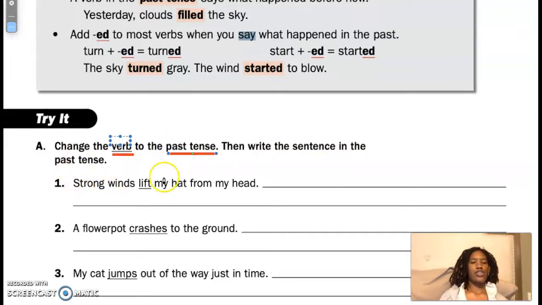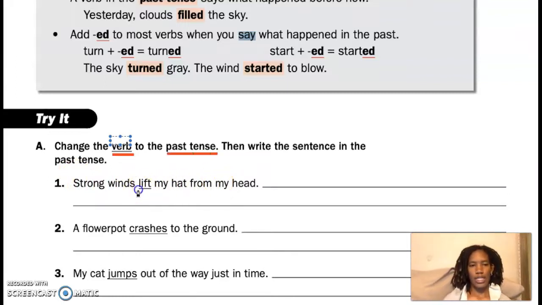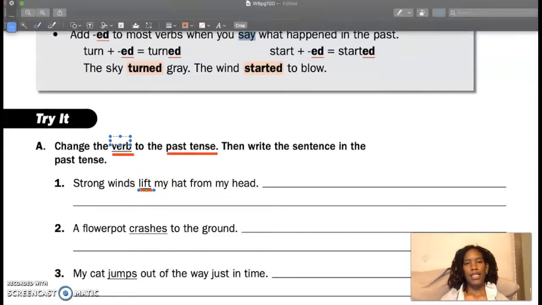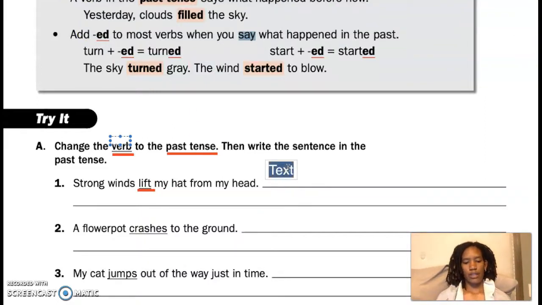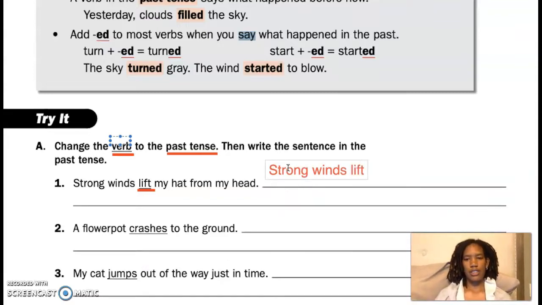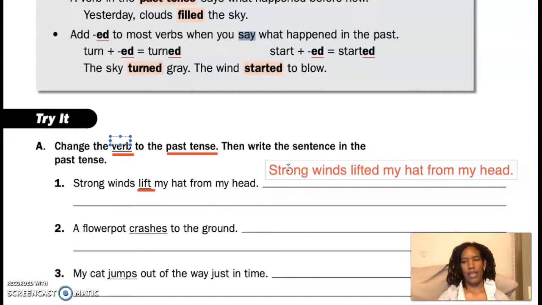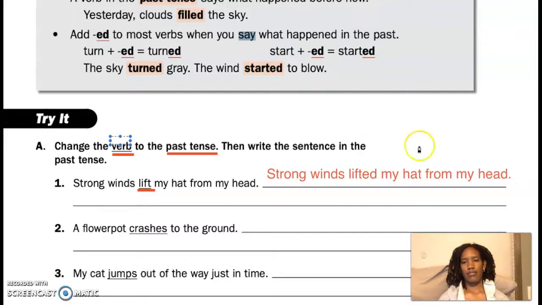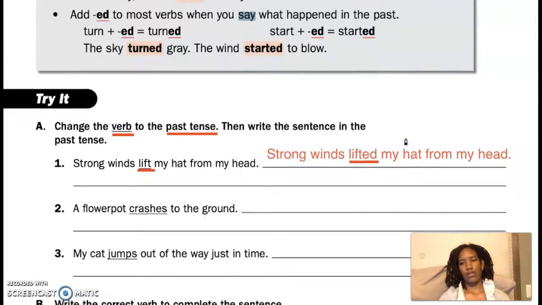All right, so our first one says, strong winds lift my hat from my head. My verb here is lift, right? So how do I rewrite my sentence? I have to rewrite the whole thing. Strong winds lift plus ed, lifted my hat from my head. Okay. And so that's all you do here. That's it. I changed my sentence to past tense simply by changing one word.